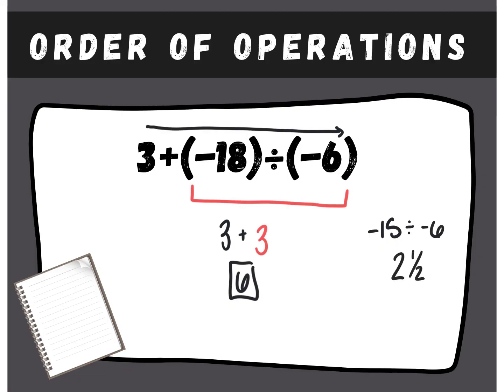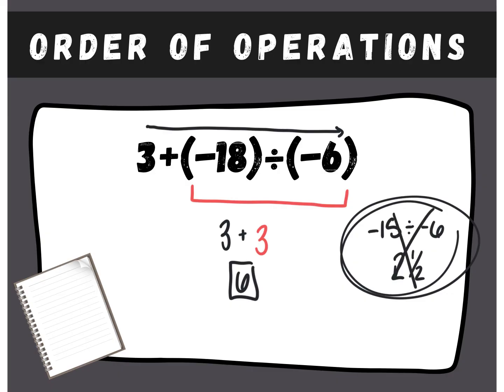Now, that's not a problem. You can do order of operations problems and get a fraction or a decimal answer, but here we're really working on using the order of operations with integers, so that would be a good sign that I did something wrong if I got a 2.5. In this problem, we can't go from left to right. We have to divide first, then we can add.